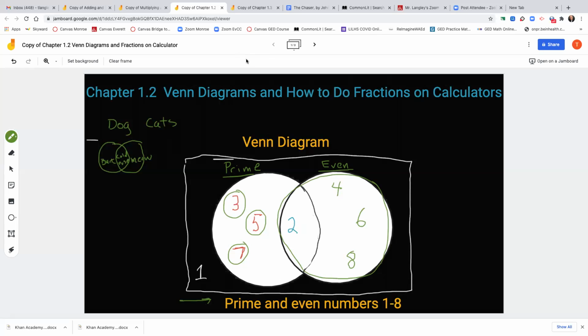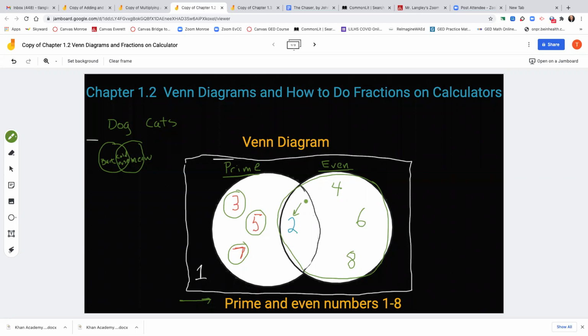Because the only thing that goes into 2 is itself, okay? Nothing else goes into 2. So by definition, it's also prime. So that's why it falls into both circles here, okay? All right, so that's what a Venn diagram does: it allows you to look at what's different between the two and what's the same between the two things, okay?